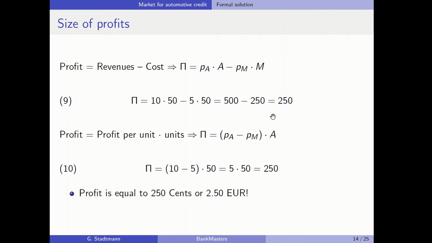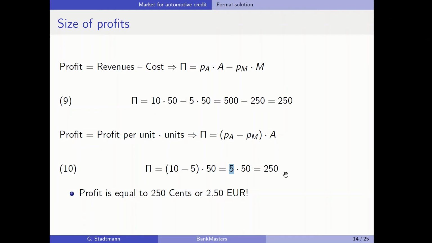Another possibility to compute the size of profit is that we compute the profit per unit first, and then we multiply it through by the units. So this formula is: the profit is equal to the profit margin, the interest rate in the automotive credit market minus the interest rate in the money market, times the quantity. So 10 minus 5, the profit margin is equal to 5, multiplied through by the quantity of 50. So we get a profit here of 250.